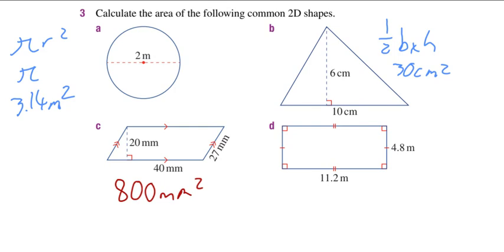And with the last one, it's just width times height. Multiply those two numbers together, 11.2 times 4.8, and you get 53.76 meters squared. So there's those ones.